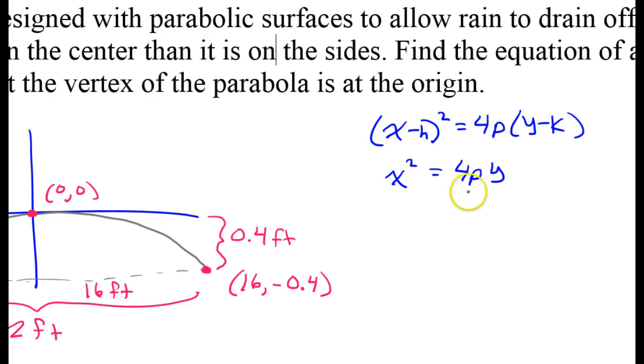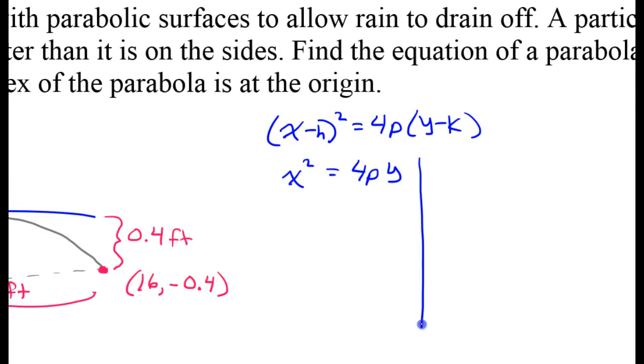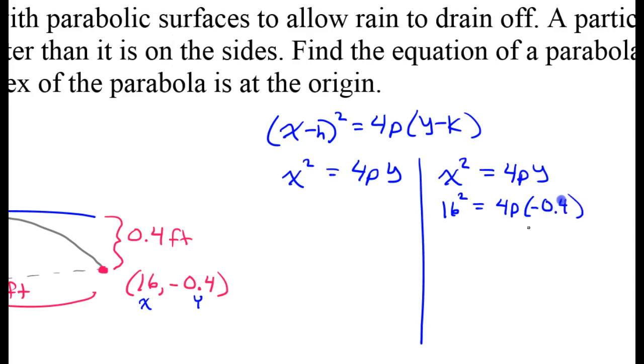So we need to figure out what p is. So how are we going to do that? Maybe I'm going to recopy this for a second. So I've got this equation, x squared is equal to 4py. I need to find p. So what I need is an x and a y that I can plug in. Well, guess what? We have an x and a y right here that we could use. So I'm going to substitute those. So that'll be 16 squared is equal to 4p times negative 0.4.